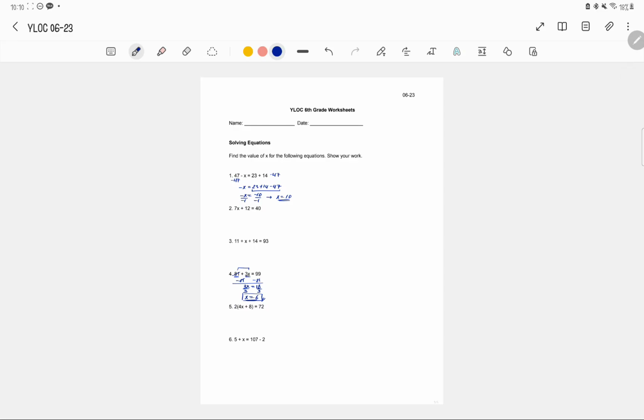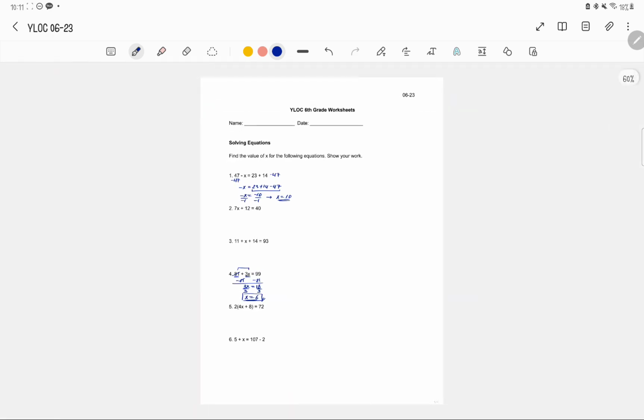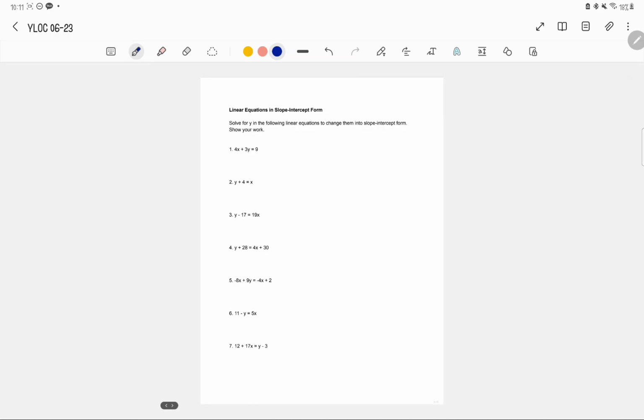The basic concept is that if you have addition, you subtract. If you have subtraction, you add. If you have multiplication, you divide. If you have division, you multiply. So they're literally opposite to each other.